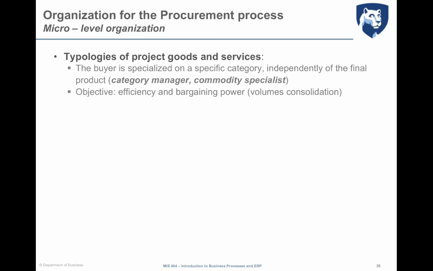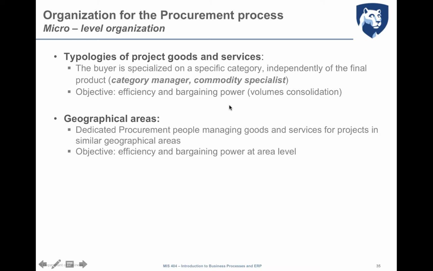So the buyer, what we call the buyer, so the people who buy stuff in a company, will be specialized on a specific category, independently of the final product or final customer they will be included in, or the need they will satisfy, realizing figures like category manager and commodity specialist. In this way, I group competencies within the same category, so I gain efficiency and bargaining power.